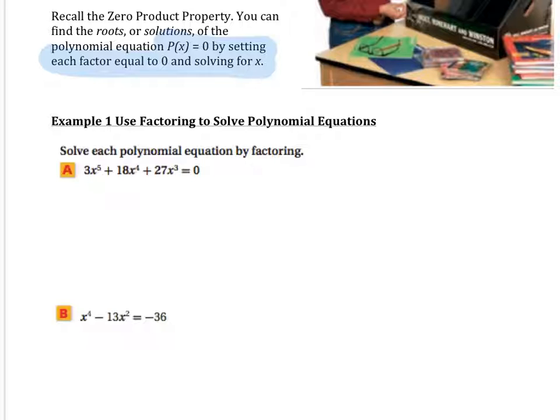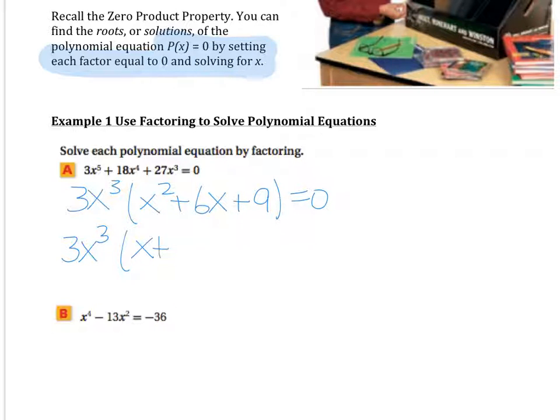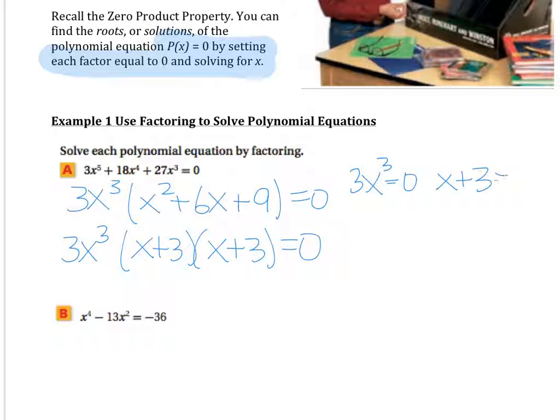Okay, so we're going to start out with factoring. The easiest way when you have a trinomial is to find your GCF. So factor out your GCF, and then see if you can factor the trinomial. Set each factor equal to 0, and solve.